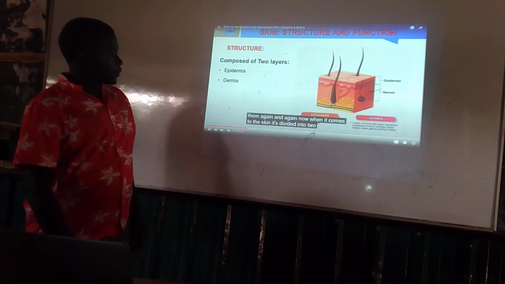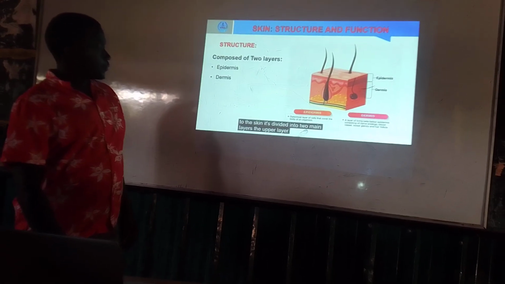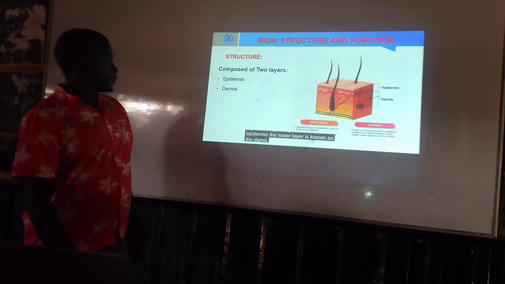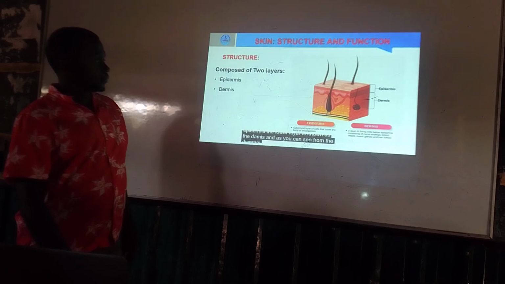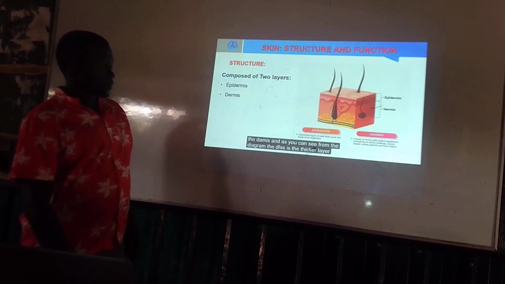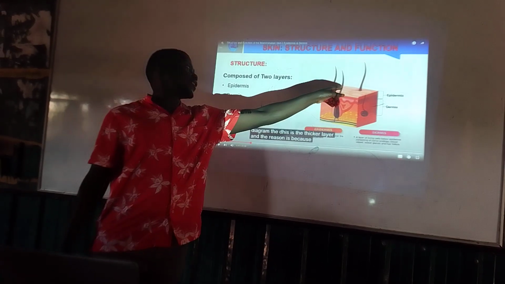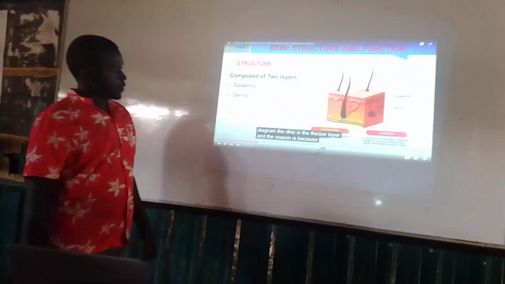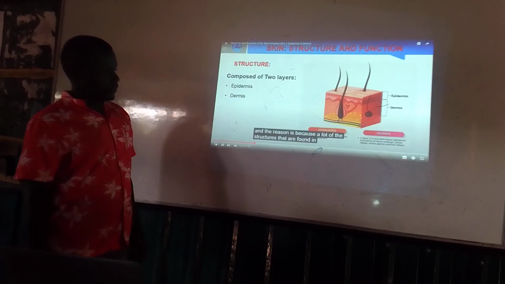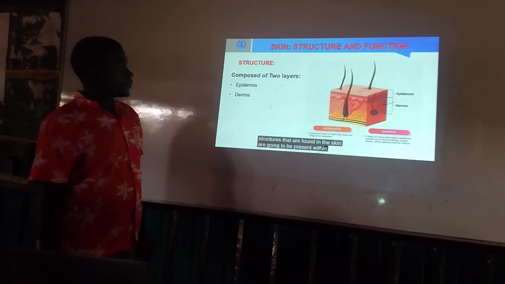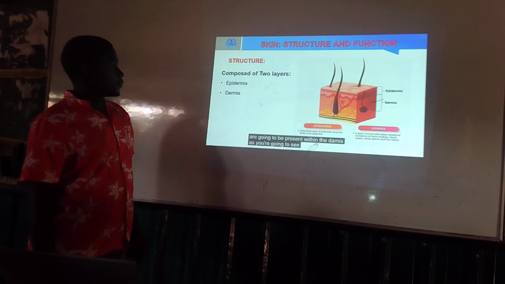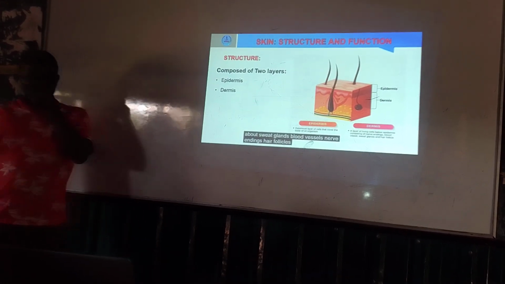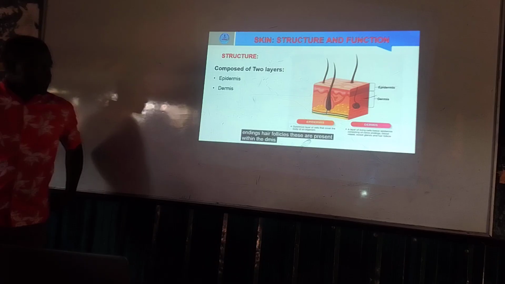It's divided into 2 main layers. The upper layer is known as the epidermis. The lower layer is known as the dermis. And as you can see from the diagram, the dermis is the thicker layer. And the reason is because a lot of the structures that are found in the skin are going to be present within the dermis, as you're going to see. So when you talk about sweat glands, blood vessels, nerve endings, hair follicles, these are present within the dermis.